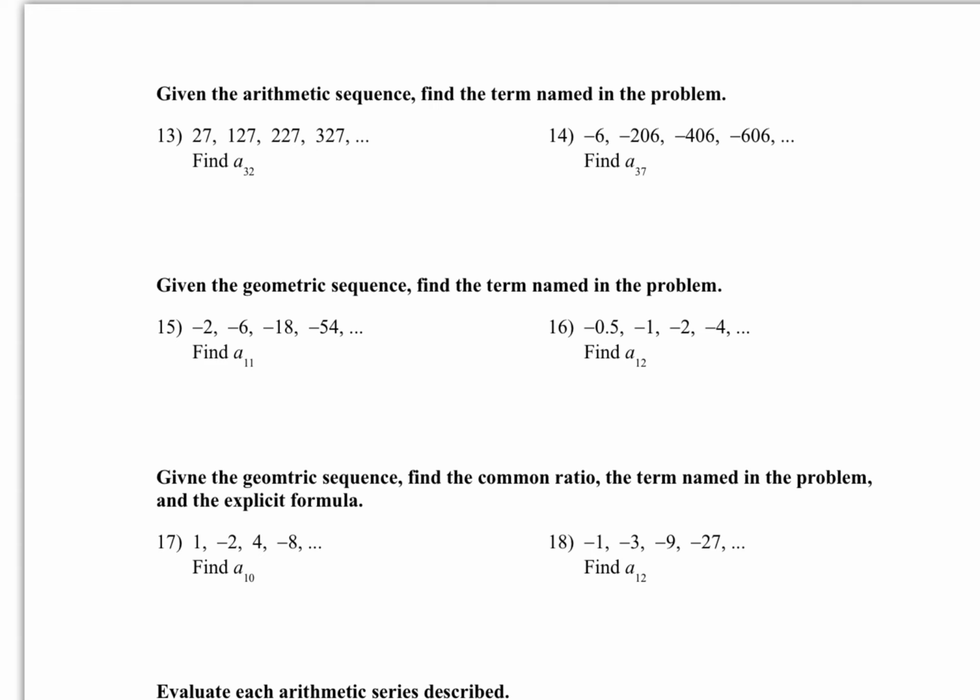Next page. Given you have an arithmetic sequence, find the term named in the problem. So we're going to find the 32nd term. So it's going to be our first term, 27, plus our n value, 32 minus 1, times our difference. So we have to find our difference. The difference between those is 100. So that's 27 plus 31 times 100. $3,127.